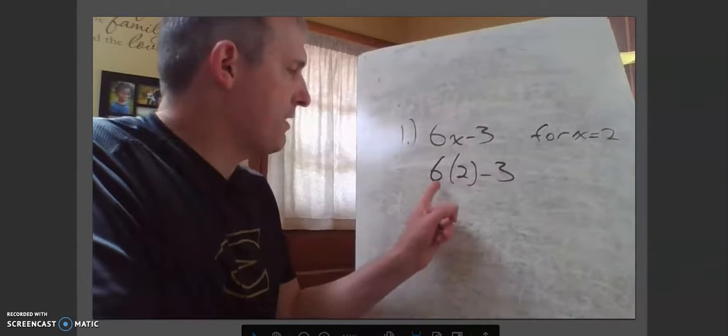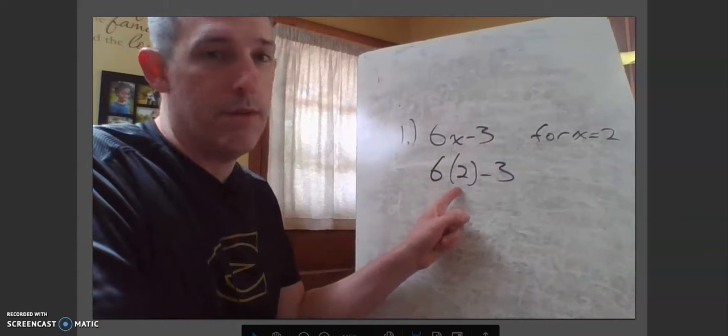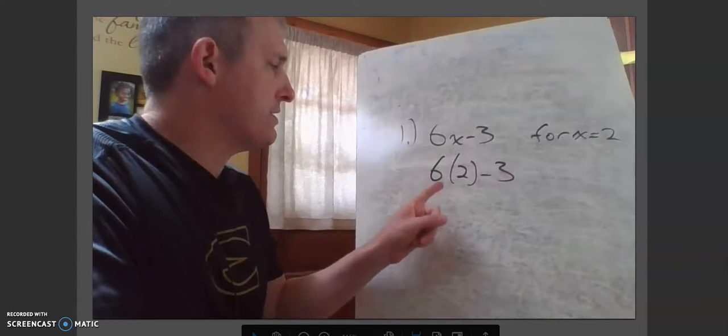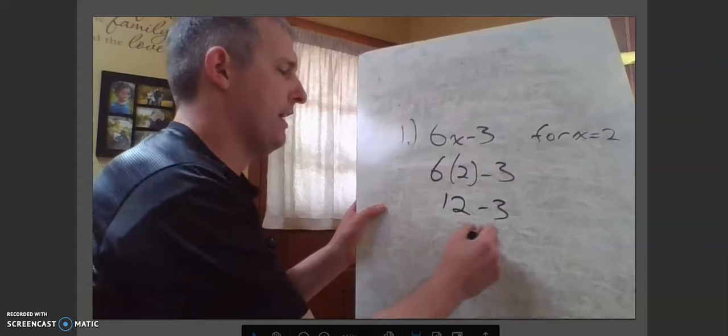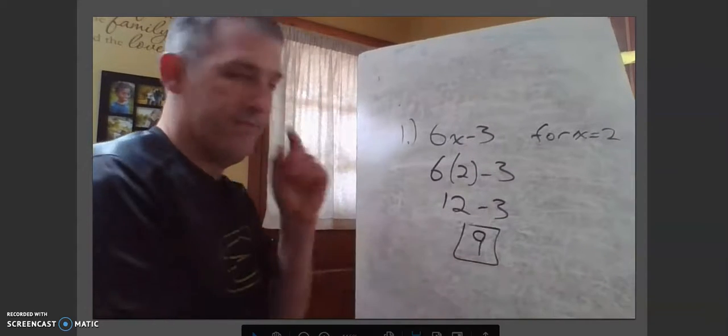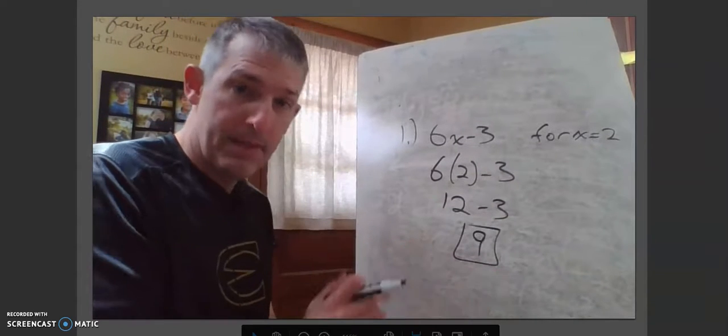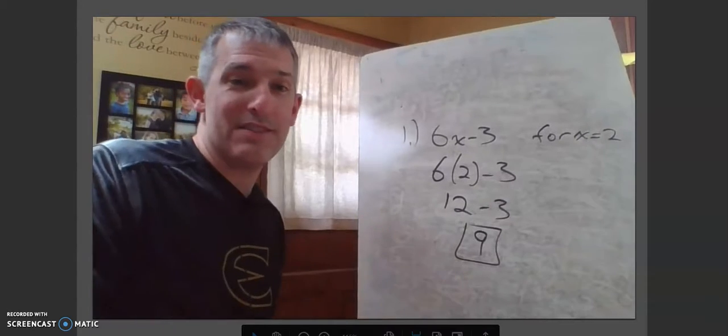Now what does this mean? When I have 6 next to the 2 in parentheses, it means multiply. So I'm going to do 6 times 2, which is 12, and then I'm going to take away 3, and I get the answer of 9. Not too bad, especially when you only had to do 1 instead of all 3.